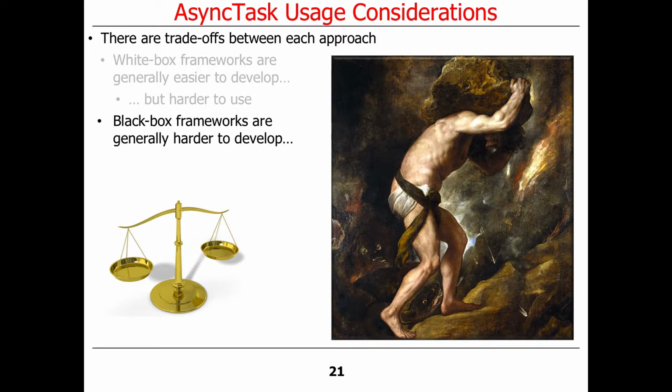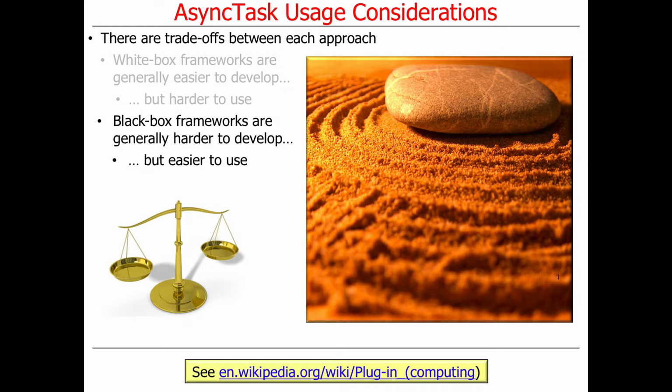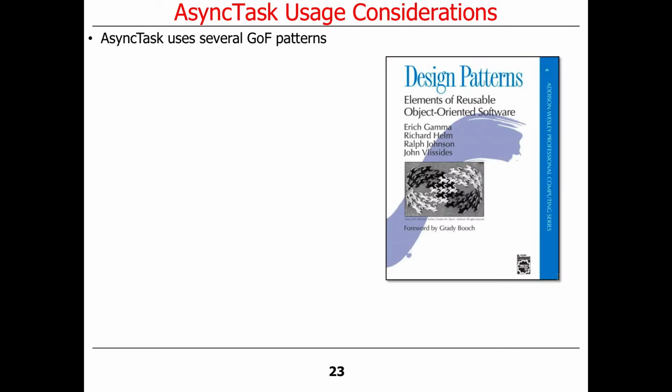In contrast, black box frameworks are generally harder to develop because you have to anticipate a lot more of the common use cases. You have to figure out how to come up with the plug-in architecture in order to have these black box interfaces. But they're easier to use because you just have to give instances of things to them, and you don't have to subclass, typically. You just have to say, here's an instance of this. Go do something with it. So it's a bit more like a plugin, if you're familiar with the concept of a plugin, which we use all the time in browsers and other applications.